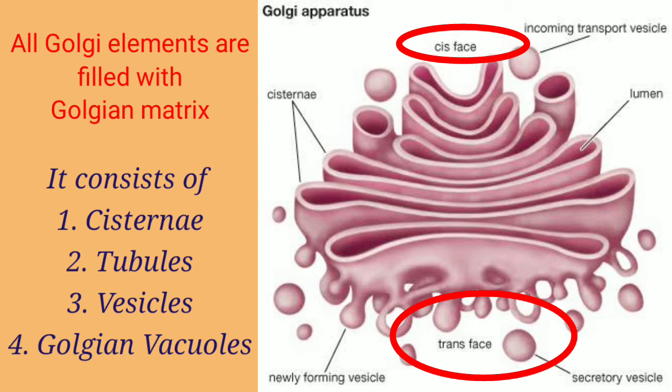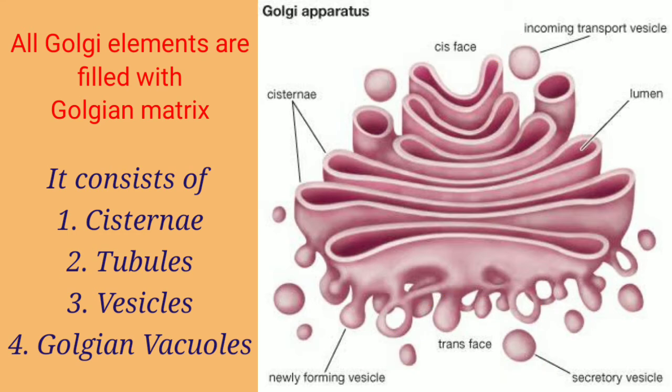So we can find two phases of this cisternae, that is the cis phase, which is found to be in convex form, and the maturing phase, which is found in concave form. And they also have almost similar function like that of the cisternae of the endoplasmic reticulum.